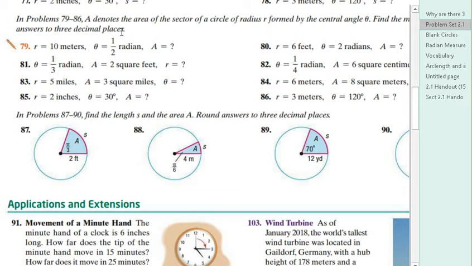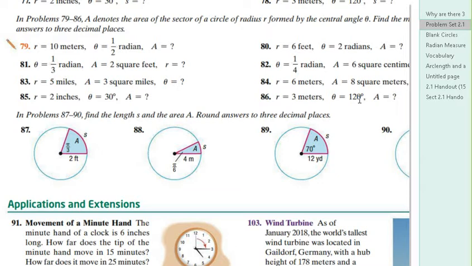So A denotes the area of a sector of a circle of radius r formed by the central angle theta. Find the answers to 3 decimal places. Let's pick one, well, we can do this last one. We can do problem number 86. The nice thing about problem number 86 is we kind of already did part of that.